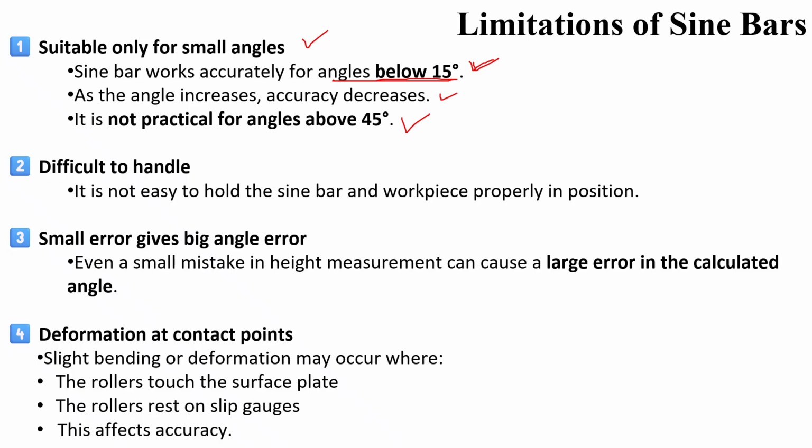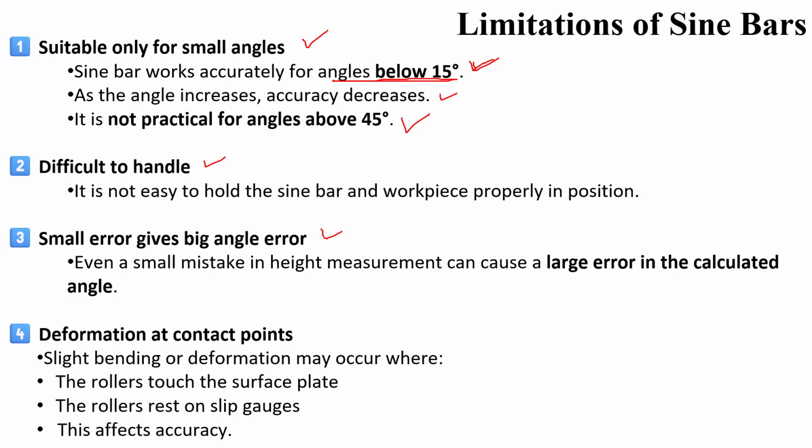Second limitation of the sine bar is that it is difficult to handle because it is not easy to hold the sine bar and workpiece properly in position. Third limitation is that a small error gives a big angle error. Even a small mistake in height measurement can cause a large error in the calculated angle.